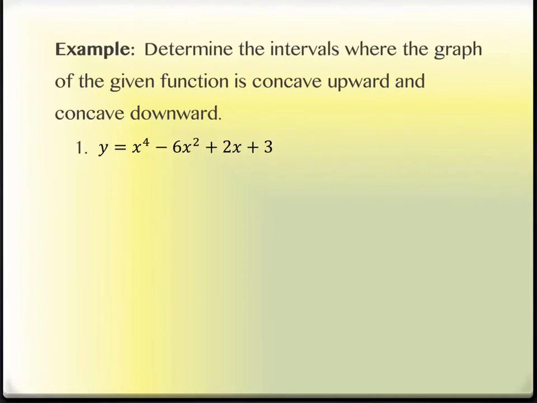We're going to start with something that's really nice and simple to take derivatives of, very clean, polynomial. So we're supposed to be determining the intervals where it's concave up and concave down. So anytime you see questions about concavity, you should immediately think, I need a second derivative. Okay? It's like a red flag thing. Concave up, concave down, second derivative. So we're going to take the derivative first. So what is the derivative of x to the fourth minus 6x squared plus 2x plus 3?